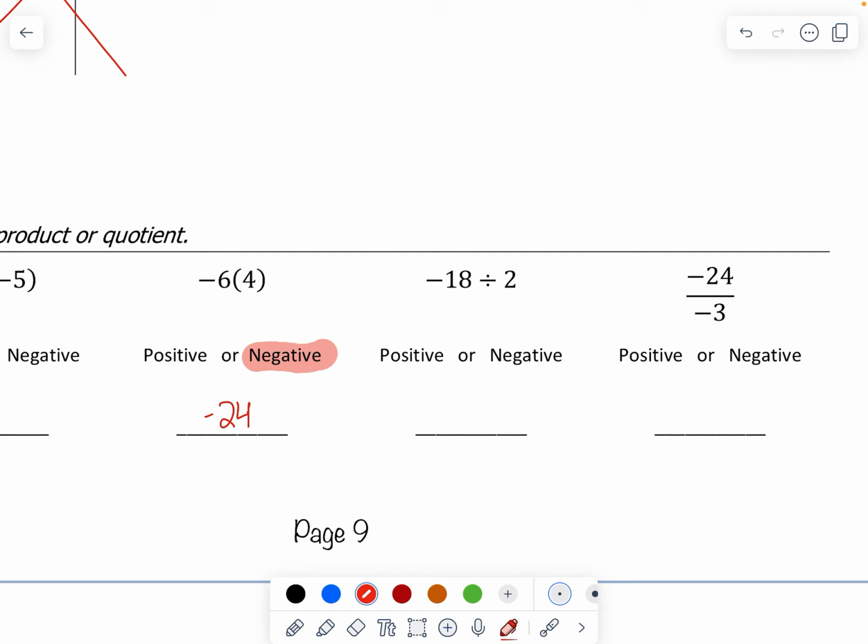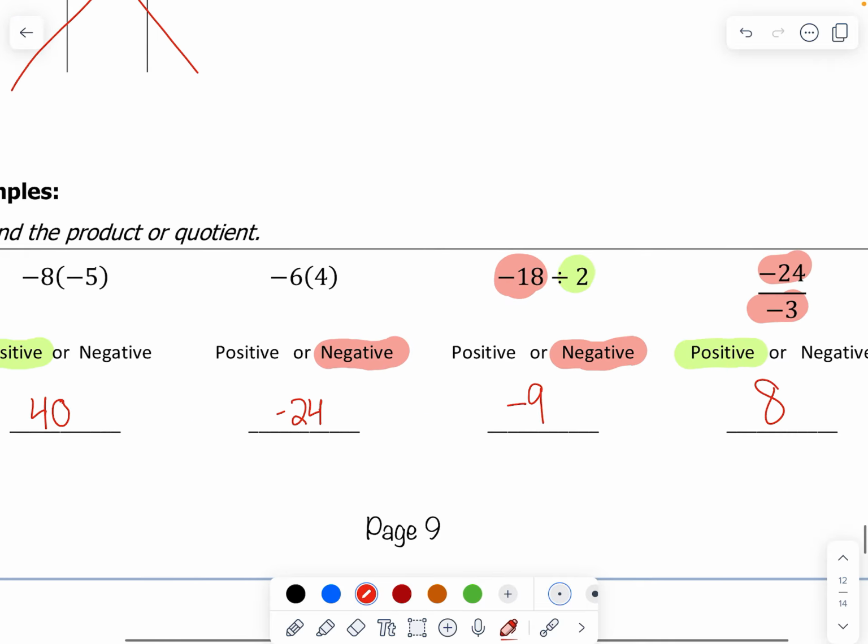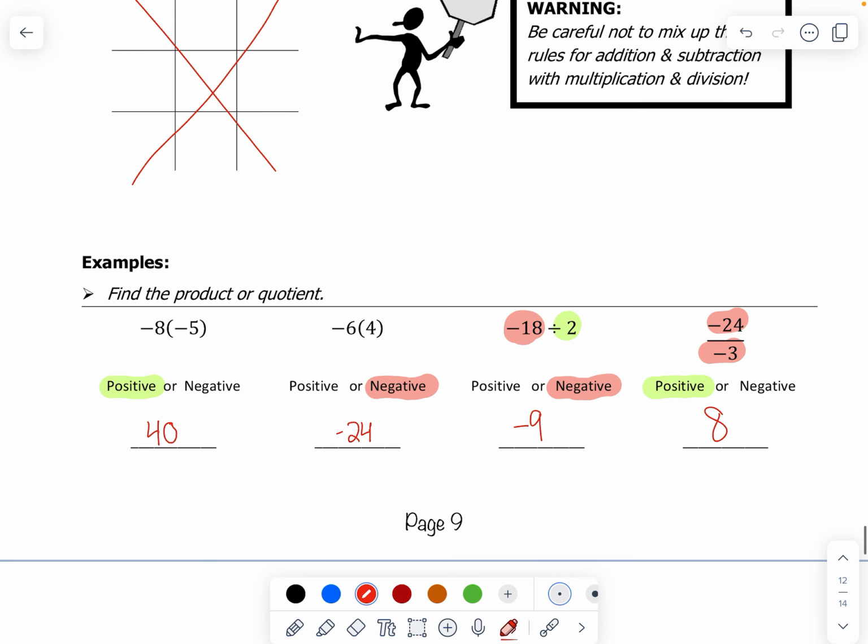Alrighty, so hopefully you realized that this one here would be a negative answer, and this next one would be a positive answer. Because this first one, you have a positive 2 and a negative 18. Those are different signs. So I need a negative answer, and 18 divided by 2 is 9. And on this next one, I have a negative 24 and a negative 3. Those have the same signs. So it's going to be a positive answer. And 24 divided by 3 is 8. So that is going to be our rules for today.